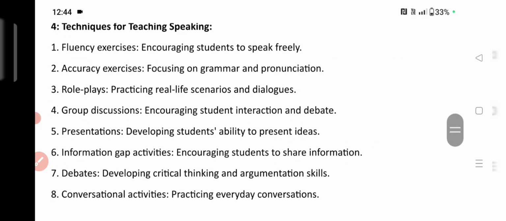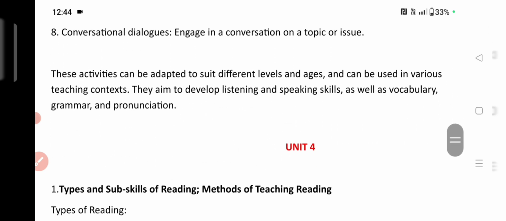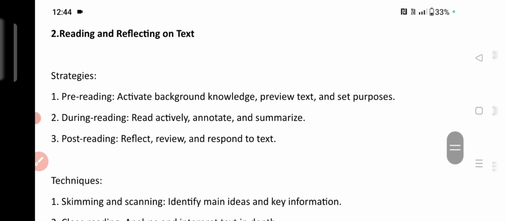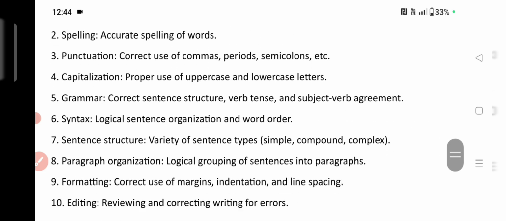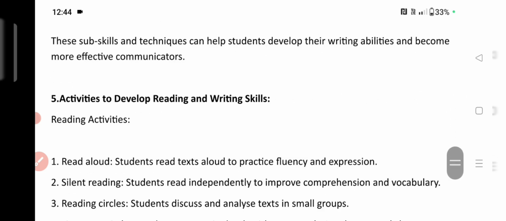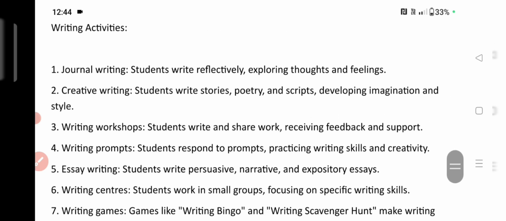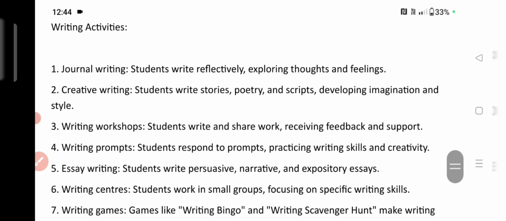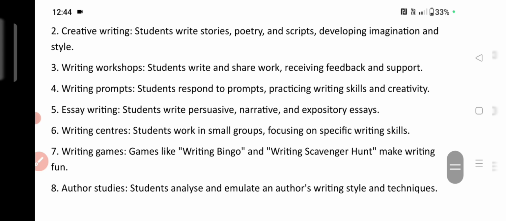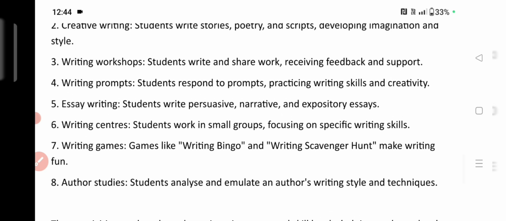So where we are now, the speaking is in the last unit, right? Unit 4, fifth topic. What are the writing activities? Journal writing, creative writing, writing workshops, writing prompts, essay writing, writing centers, writing games and author studies, etc. These are all related to the writing skills.